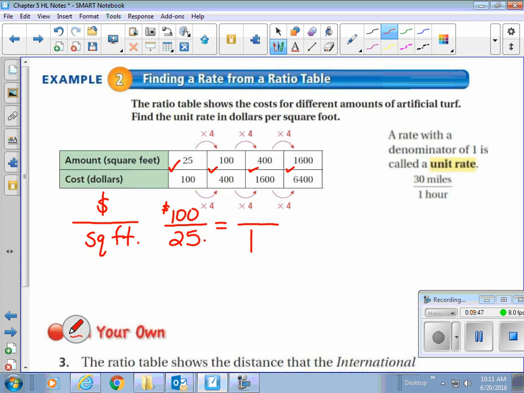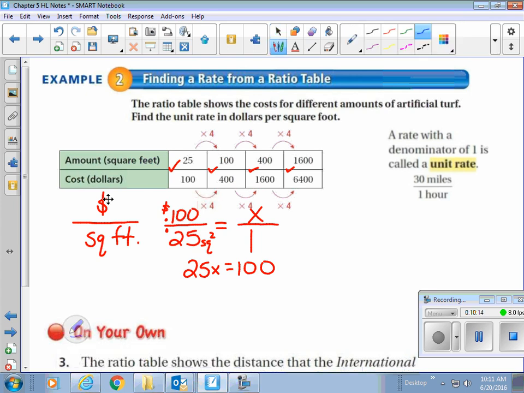This is $100 for 25 square feet. I want to know, what does it cost for 1 square foot? Anytime you're going from a rate to a unit rate, simply dividing would take you to that 1, or you could look at it as a proportion. If I'm solving my proportion, I've got 25x equals 100.